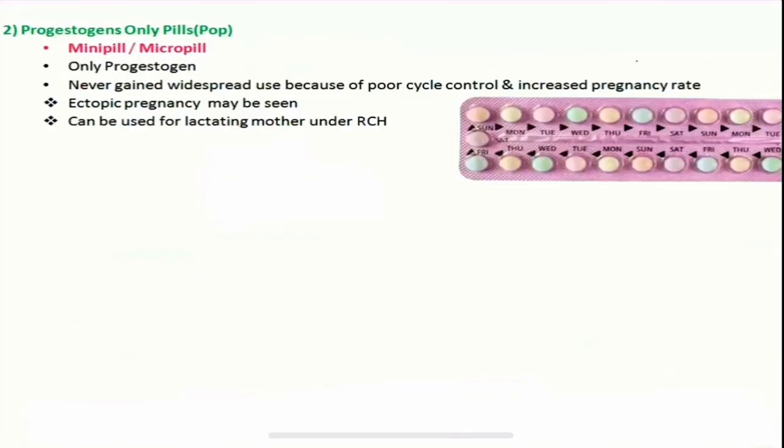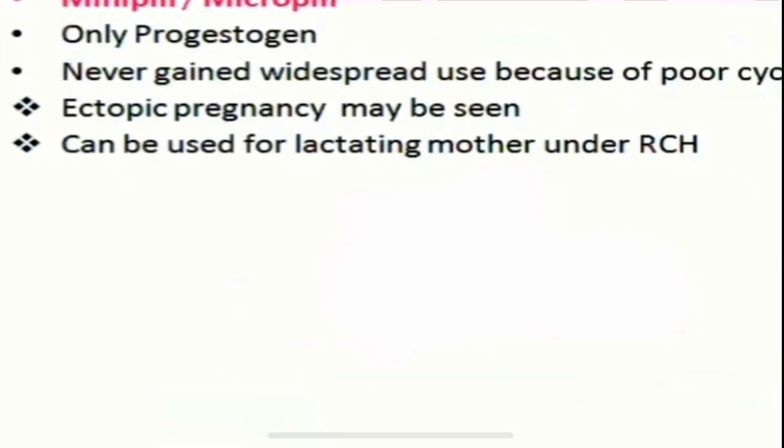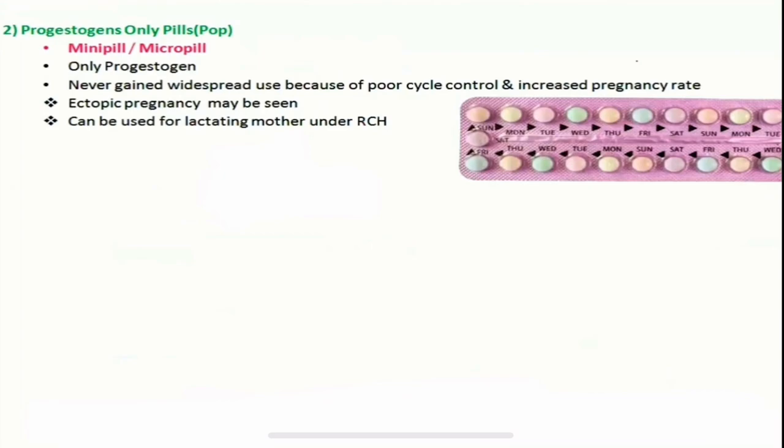Now we'll be dealing with the progestogen only pill, or mini pill or micro pill. Progestogen only pill, also known as POP. Mini pill, micro pill. It contains only progestogen, which is given in small doses throughout the cycle. The commonly used progestogens are norethisterone and levonorgestrel. So we see that it is only progestogen. It never gained widespread use because of the poor cycle control and increased pregnancy rate.